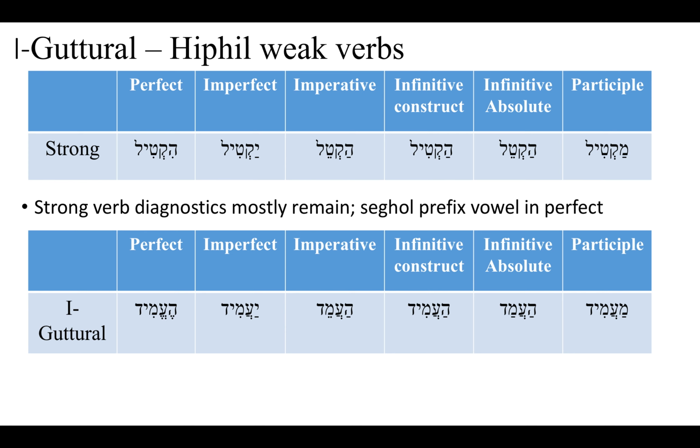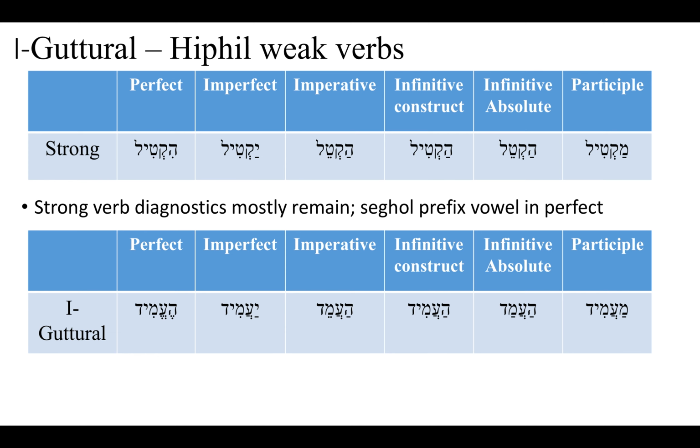We'll still have the he prefix. We'll almost always still have the hirek yod stem vowel. And of course with gutturals, because they cause vowel changes, we'll have slight nuances in those things. But the main diagnostics of the Hiphil verbs will remain the same. If you look across the board here, the main changes that we have are with the perfect form.